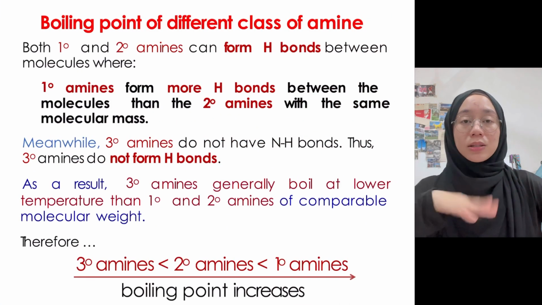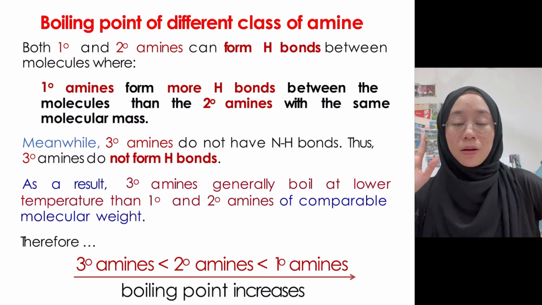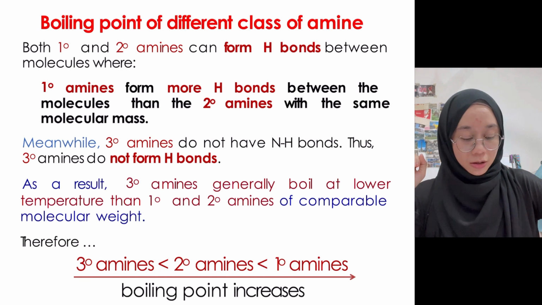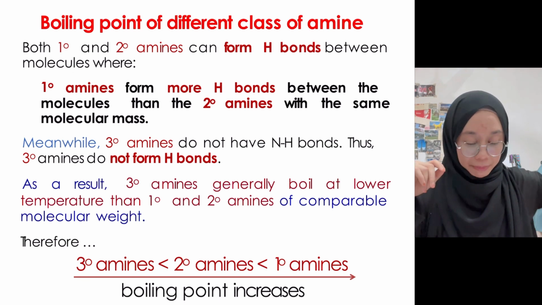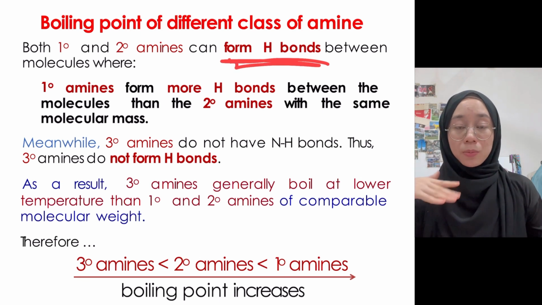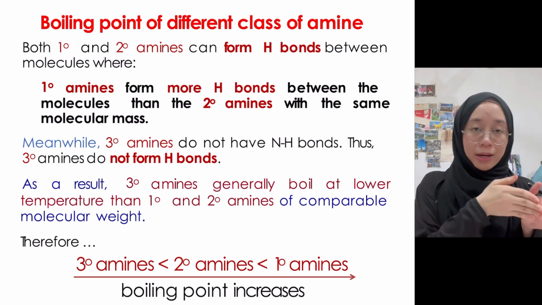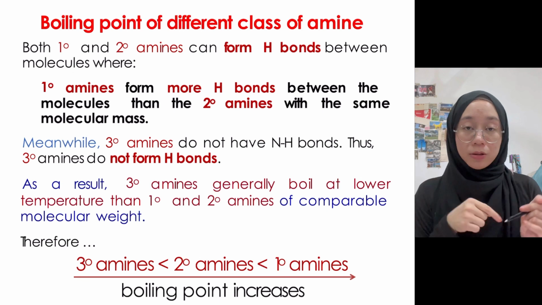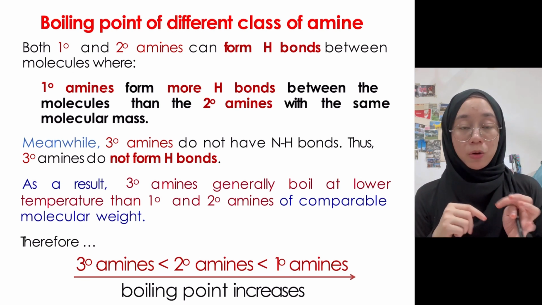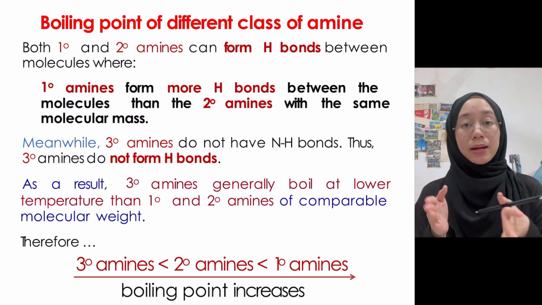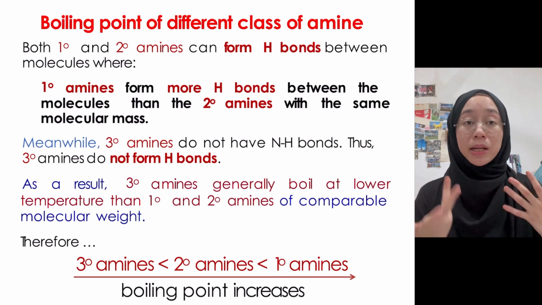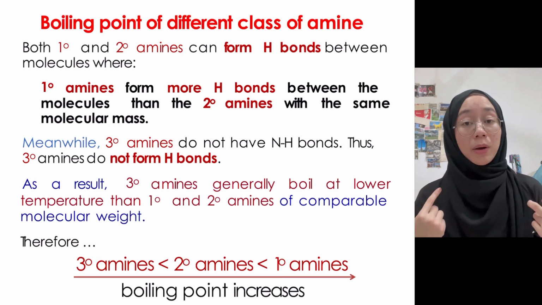So different classes of amine have different boiling point. Okay, so kalau both primary and secondary amine, they can form hydrogen bond among themselves. So between primary amine with another primary amine, diorang boleh form hydrogen bond. Secondary amine dengan secondary amine pun boleh form hydrogen bond. Why? Because nitrogen ada lone pair. At the same time, ada hydrogen yang attach kepada kita punya primary and secondary amine. That's why dia boleh form hydrogen bond.